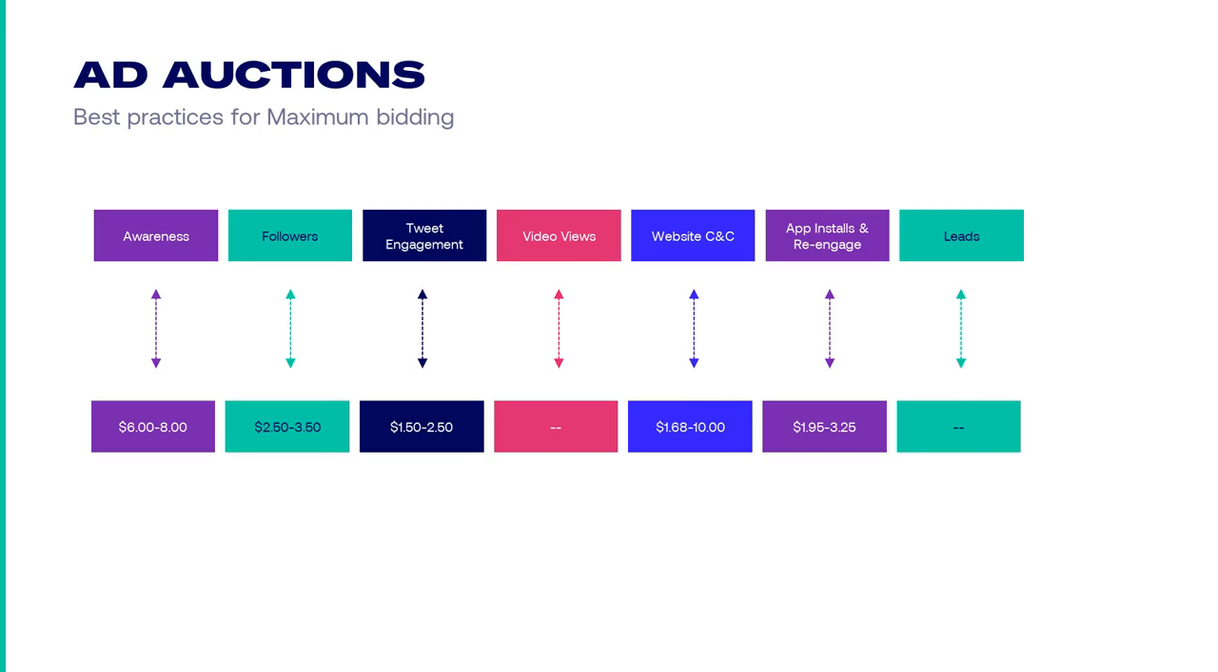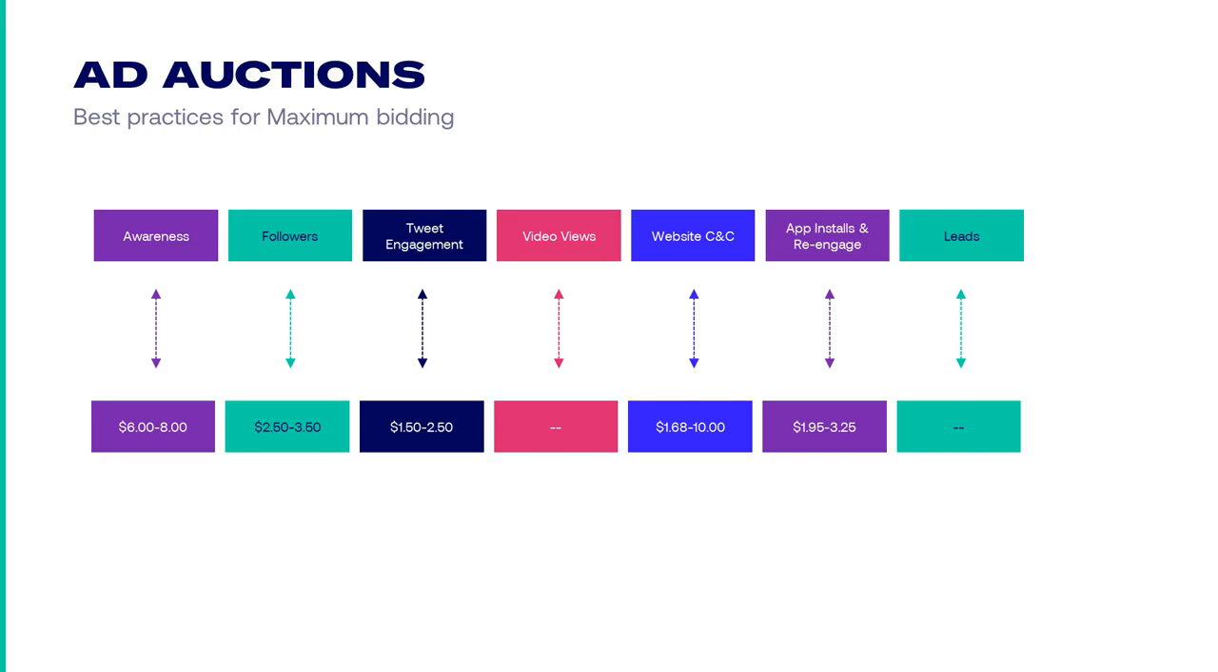If you are interested in using the maximum bid option, you will need to select this option from the pricing option dropdown. Below are the recommended bids per objective. For a follower campaign, $2.50 to $3.50 is ideal. Website visit campaigns should range between $1.68 to $10.